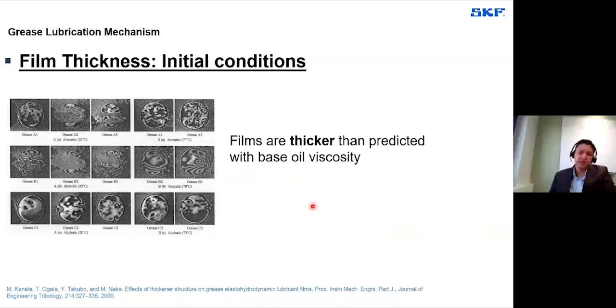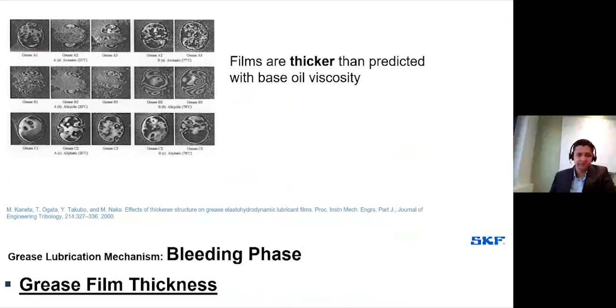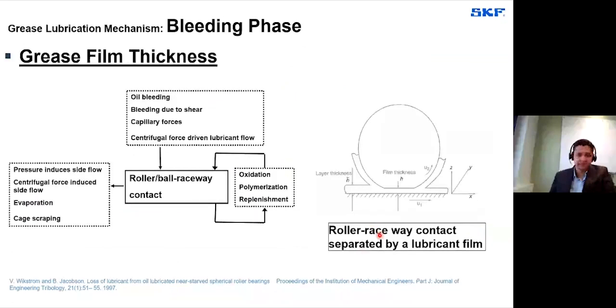So now we move into the bleeding phase. Here you can see a schematic representation of the roll or raceway contact separated by a lubricant film. There are two aspects here. First, what you see is the layer thickness, which is completely different from the film thickness. So what will happen? The film thickness has to be maintained here.